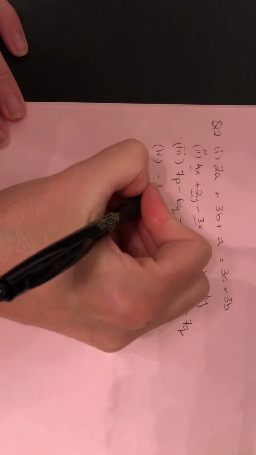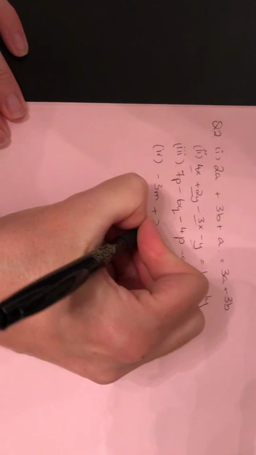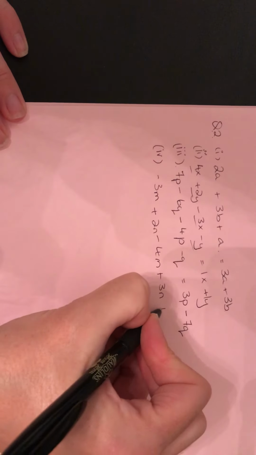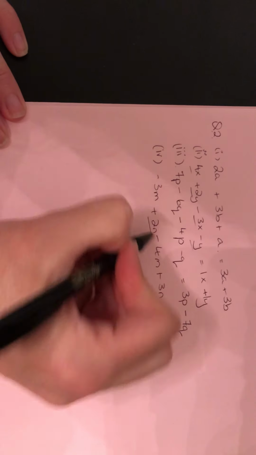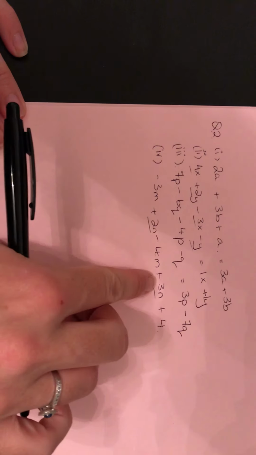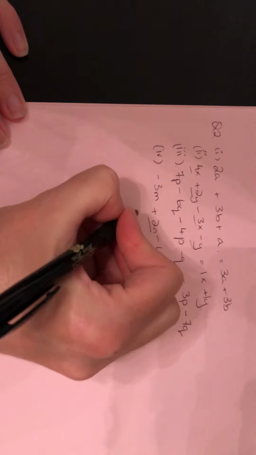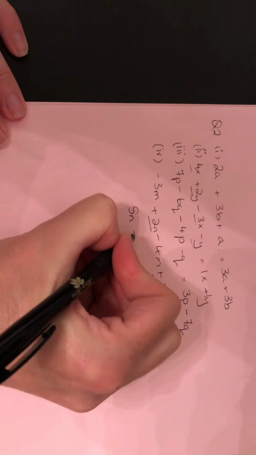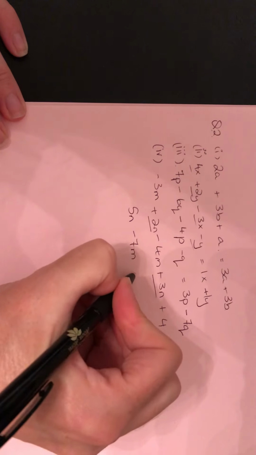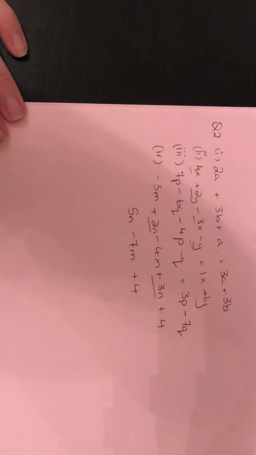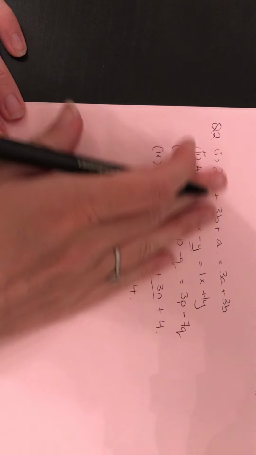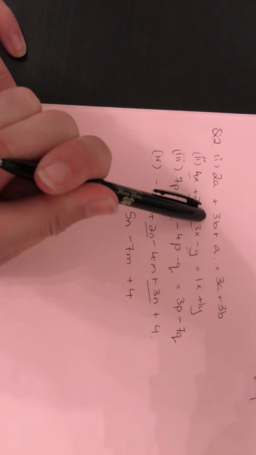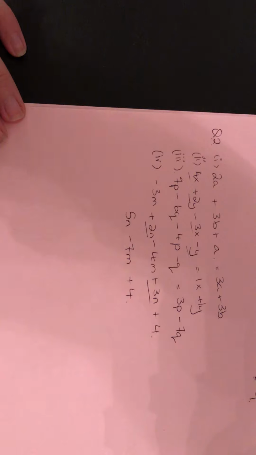And part 4, that one is minus 3m plus 2n minus 4m plus 3n plus 4. Again, I'm up 2n and I have another 3n, which gives me 5n. I'm down 3m and I lose another 4m, which gives me minus 7m. And then I just have a 4 there. The question says simplify, so I'm just trying to make what I was originally given as simple as possible.